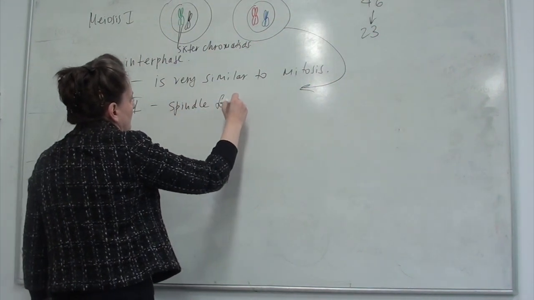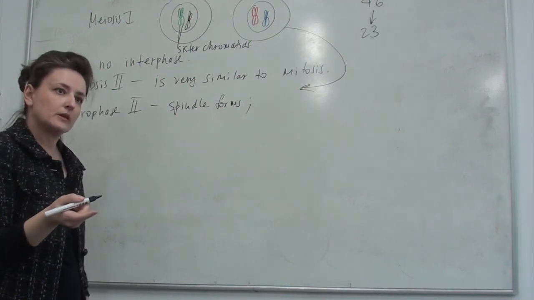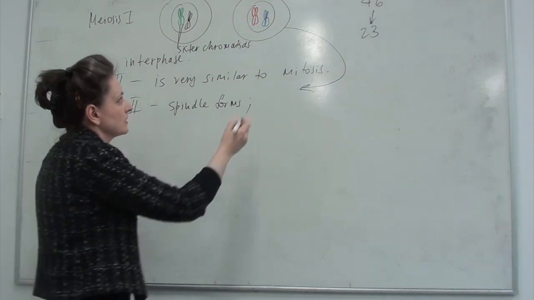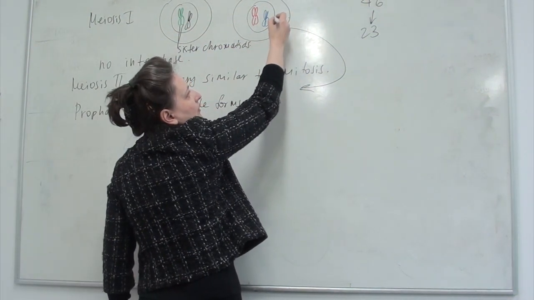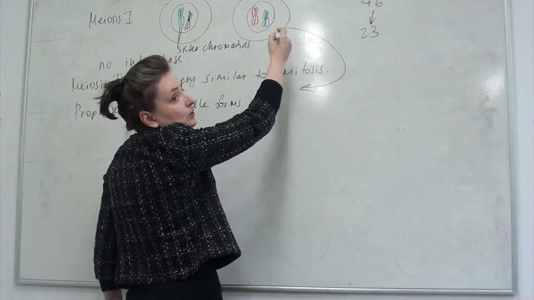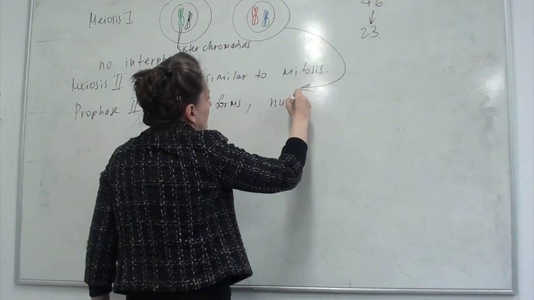Membrane starts to disappear. Right, which membrane? Let's be more specific. Cell membrane starts to disappear. Nuclear membrane. Can you see the difference? Cell membrane is that line, nuclear membrane is that line. If I dissolve the cell membrane, the whole cell will disappear. So what I'm dissolving is the nuclear membrane.